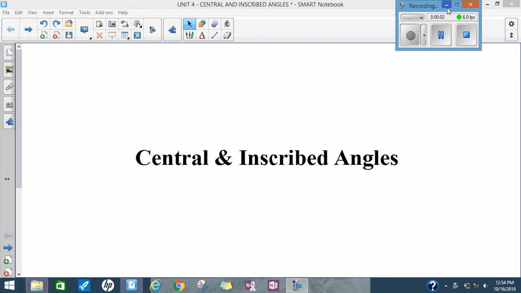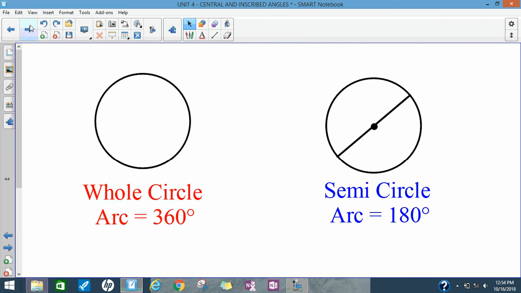Hey, today we're going to talk about circles and specifically special types of angles that exist inside circles. But first, let's talk about a couple things about the degree measures of circles. So the whole arc of the circle, meaning this whole black circle, measures 360 degrees. Every circle is 360 degrees.